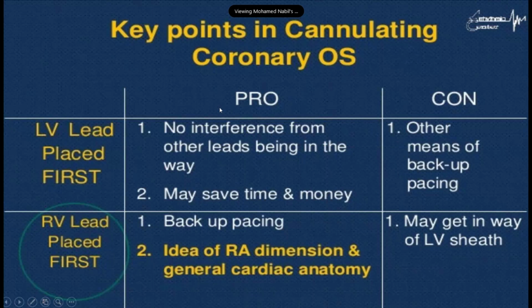The key point before cannulating the coronary sinus is whether to place the LV lead first or the RV lead first. Most interventionists prefer to place the LV lead first. Either way, it might save time and money, but the only con is there is no backup pacing. If the RV lead is placed first, there is backup pacing, but it may get in the way of the LV sheaths.